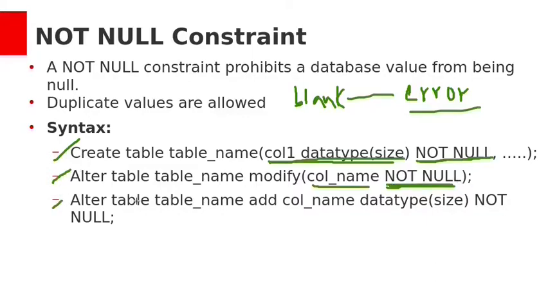And you can even add the constraint like this, which means if you want to add a new column to an existing table, while adding that new column you can specify this not null constraint. Alter table, table name, add column name and its definition, then this not null constraint. Let us see how this not null constraint will be enforced on the database by using Oracle.